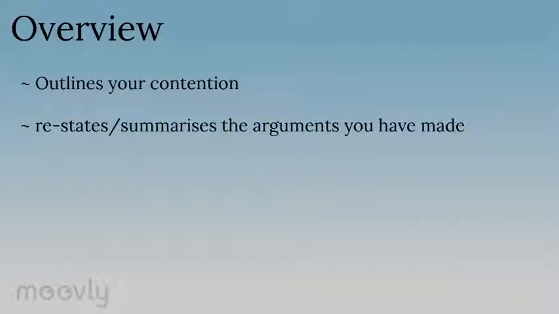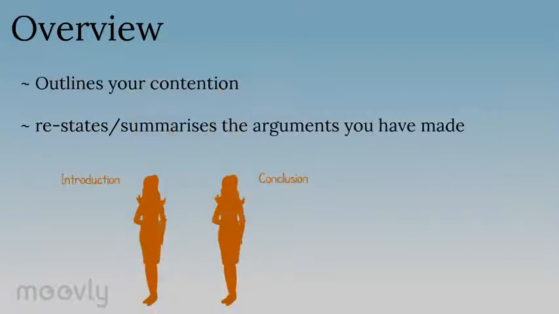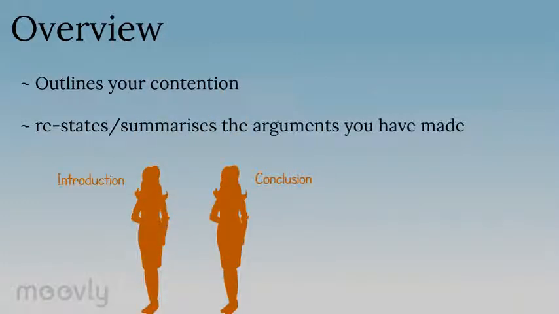Okay, so a conclusion is really a summary of your entire essay. So with this in mind, you only really need to do two things to write an effective conclusion. You need to outline your main contention and restate or summarize the arguments that you've made in each of the body paragraphs. So basically, the structure of your conclusion is very similar to that of an introduction. These two bookend your essay and they make it easy for readers to follow along and see what you're going to be arguing throughout the essay.